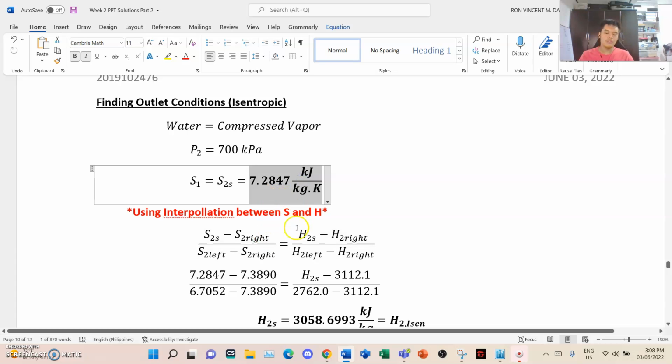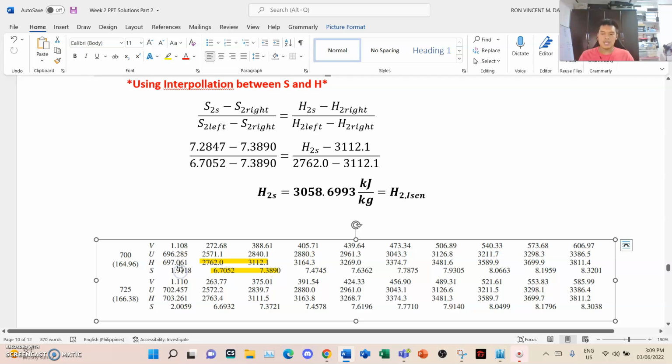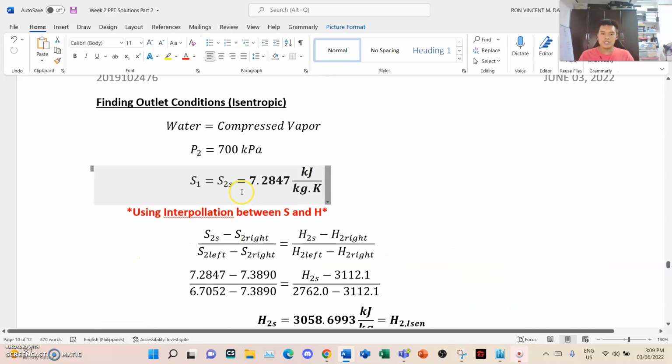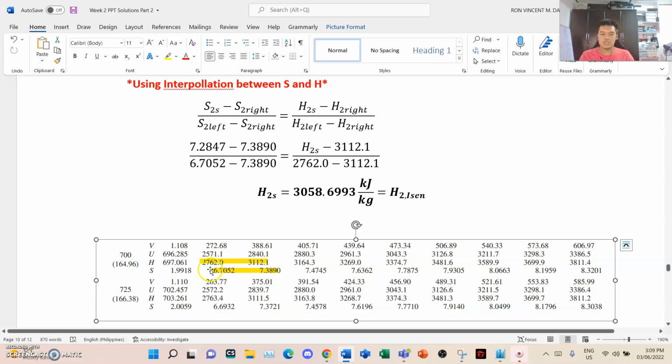So how do we find the enthalpy using these data? We need to find, at 700 kPa and this entropy value, the enthalpy at isentropic condition. So we just need to do a simple interpolation. We cannot use the quality method because this value does not stay in between the saturated values at 700 kPa. This entropy value does not lie between the saturated liquid entropy and the saturated vapor entropy. Hence it is simply an interpolation between the saturated vapor line and the first line of the first given temperature of the steam table.